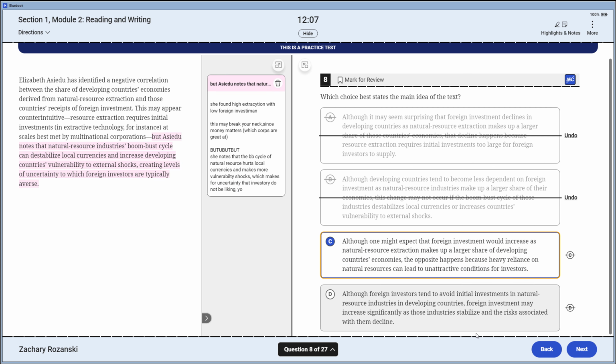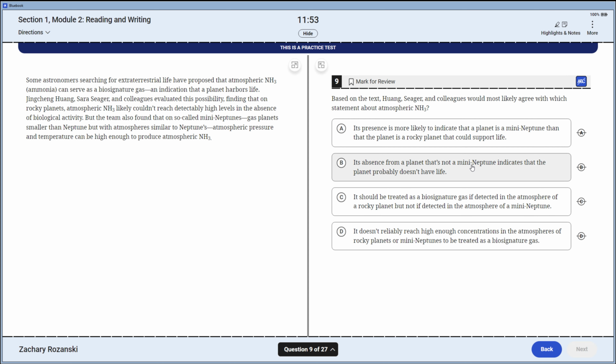Although foreign investors tend to avoid initial investments in natural resources, foreign investment may be increased significantly as the country stabilizes. No, there's nothing pushing forward to the future. It just ends on this doomer statement. I am not going to make these extrapolations about what the future would bring when I don't even know what today brings. So that's the right answer.